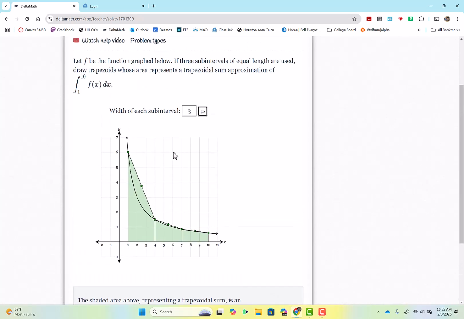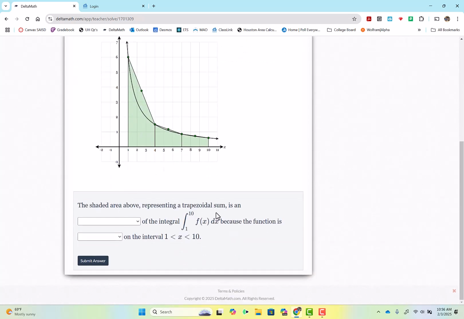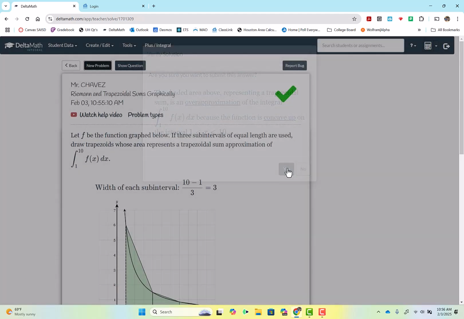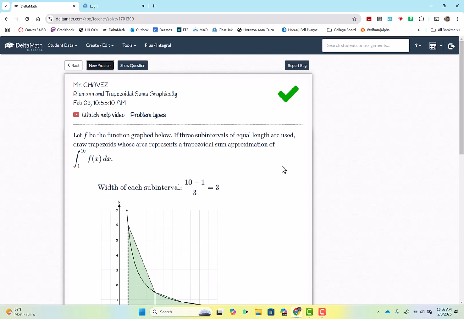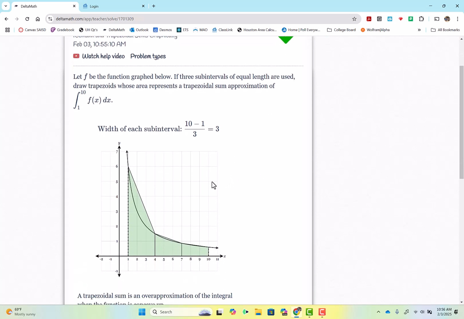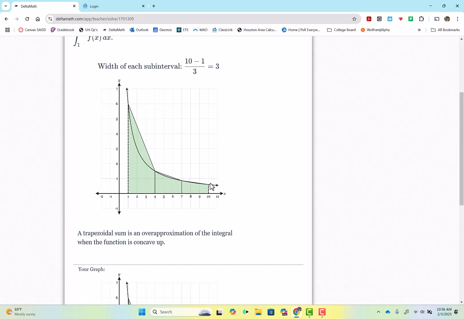And there it is. And what else do we want to do? The shaded area above represents the trapezoidal sum. You can see it's an overestimate, an over approximation, compared to the real one, because remember, trapezoid deals with what? Concavity or increasing, decreasing? Concavity, because it's concave up. And there it is. Over approximation because it's concave up. Submit. And there it is. LRAM, RRAM deals with increasing, decreasing. Trapezoid deals with concavity. Cool or not cool?